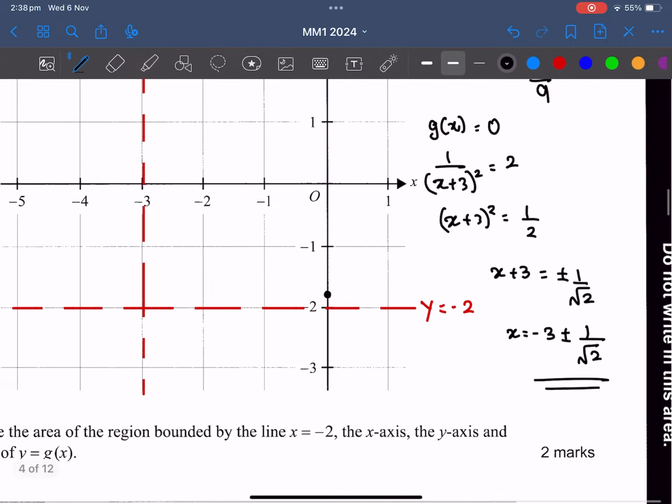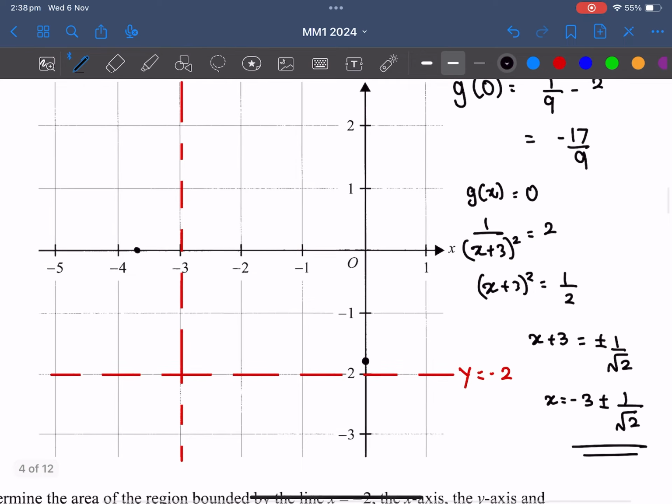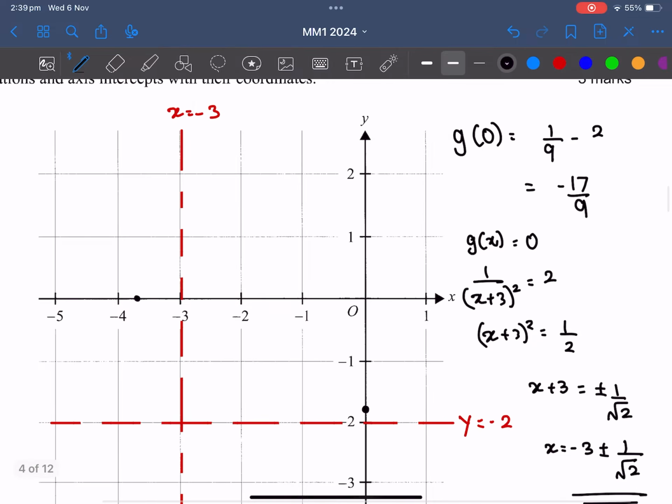So one intercept is going to be minus 3.71, which is roughly somewhere here, and the other one is going to be minus 3 plus 0.71, so that's about minus 2.29. Yeah, so minus 2.29, I think. Okay, so I think that's going to be somewhere here.